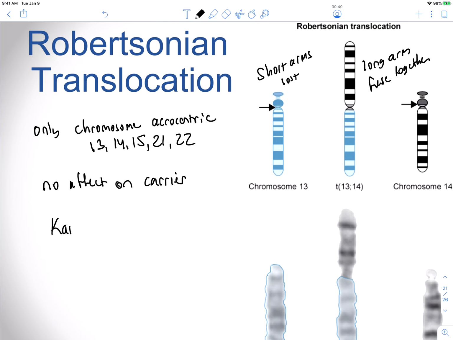So your karyotype would be 45,XX, for example. Because of the fusion of your 13 and 14, you're no longer 46. You now only have 45 chromosomes.